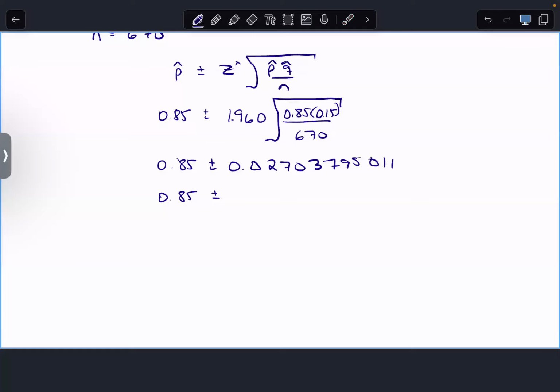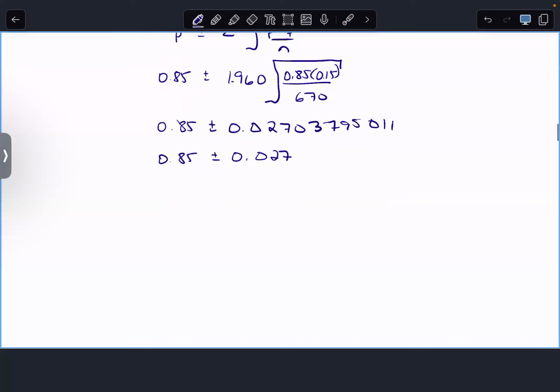And so I'm going to go to 0.027. I don't know if it's showing up there, but there's a cloud that keeps loading, which is kind of scary to me. So, to 3 decimal places.